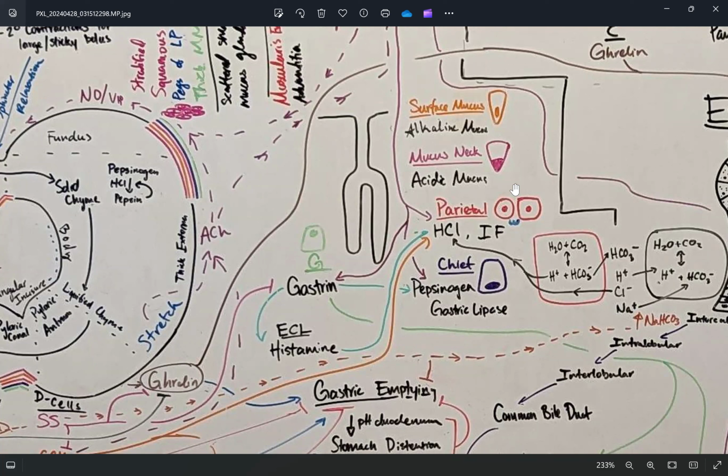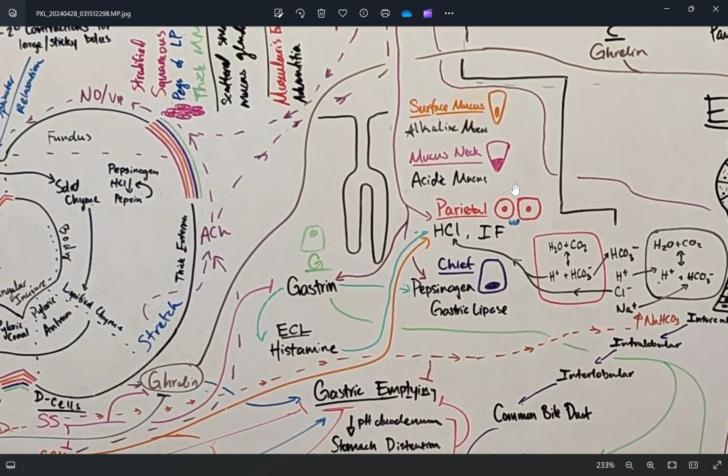In regards to the surface mucus, it makes sense. You're secreting alkaline mucus because you want to protect the lining of your stomach. As for the mucus neck cells, this one's an interesting one. I haven't really confirmed why you do acidic mucus, but my thinking is if you have alkaline mucus secreted at the top, maybe some of it leaks down into the gland itself. So you need the acidic mucus to protect the rest of the cells from that. But that's just speculation on my part and nothing I've confirmed.